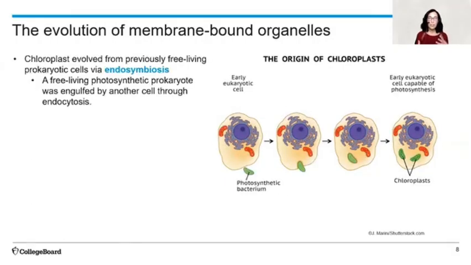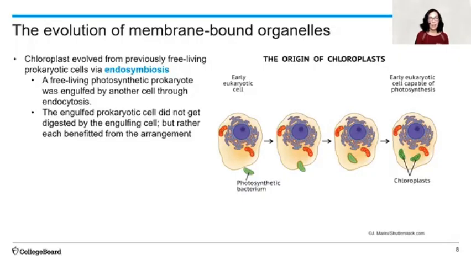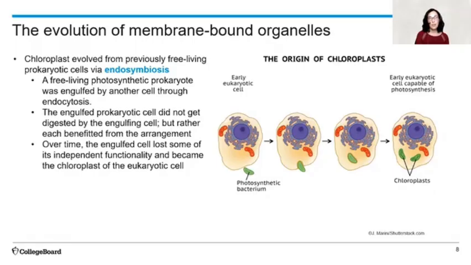And it was a similar evolution for the chloroplast, except in this case, a free-living photosynthetic prokaryote was engulfed by another cell through endocytosis. And again, it was another mutually beneficial relationship here where the photosynthetic bacterium that was engulfed would provide energy for the cell, and the cell could provide protection for that ingested photosynthetic bacterium. But again, over many generations, the engulfed cell lost some of its independent functionality and became the chloroplast of eukaryotic cells.